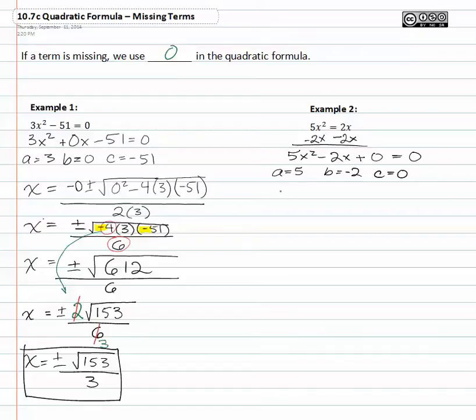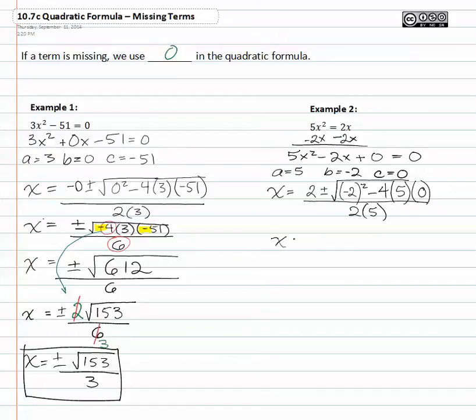Plugging in the values for a, b, and c into the quadratic formula, we get 2 plus or minus the square root of negative 2 squared minus 4 times 5 times 0, all over 2 times 5. Notice that I put parentheses around that -2, so when I square it, it's actually becoming a positive number.